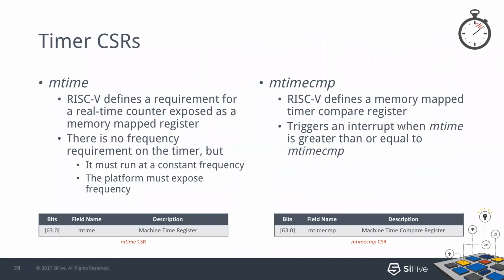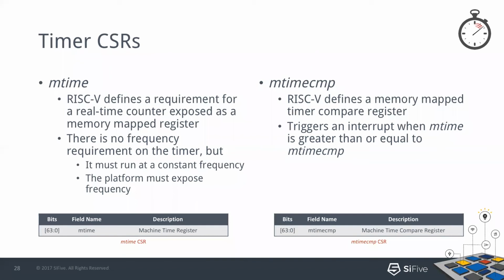So the RISC-V architecture defines a requirement for a real-time counter, which is exposed as a memory map register. And this CSR name is called mtime. There is no frequency requirement on this timer. However, it does define that the timer must run at a constant frequency so that it doesn't change during the operation of the program, and that it also must expose that frequency. Typically, this is done through a BSP or a header file of some sort.